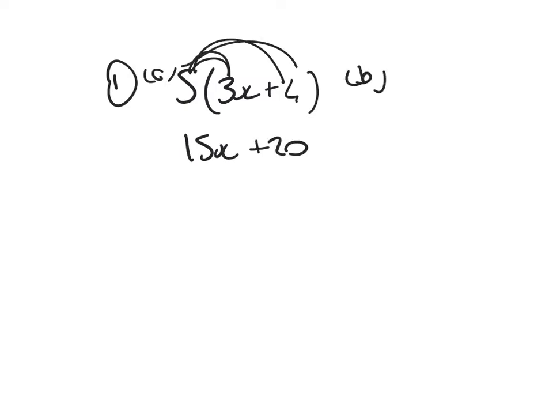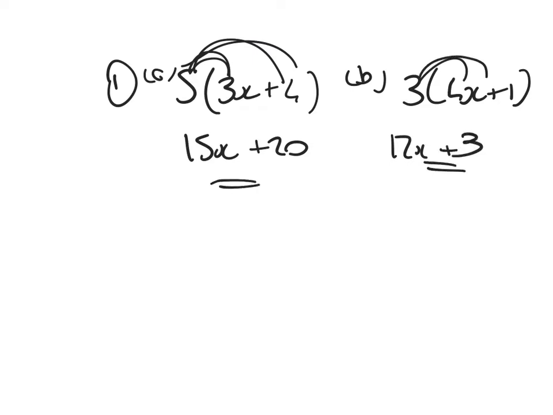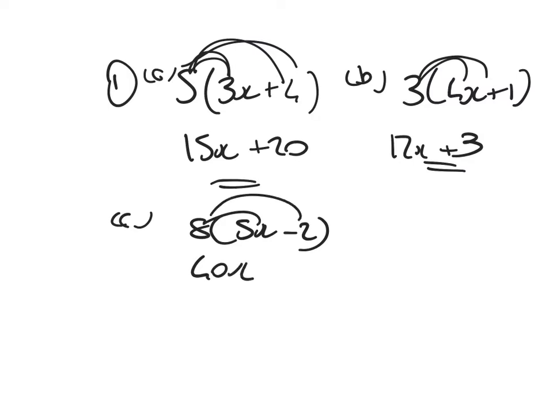Let's try an example B. 3 bracket 4x plus 1. So 3 lots of 4x is 12x, and 3 lots of 1 is 3. Part C, 8 bracket 5x minus 2. Well, 8 lots of 5x is 40x, and 8 lots of 2 is 16. There's a minus in the middle.